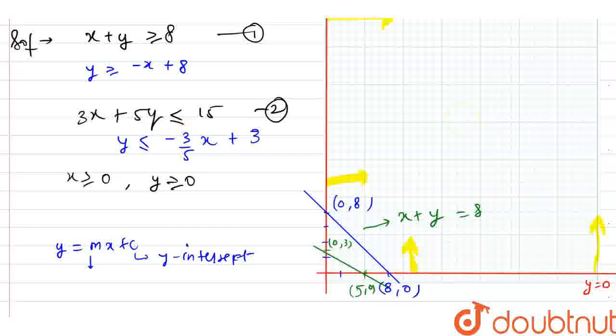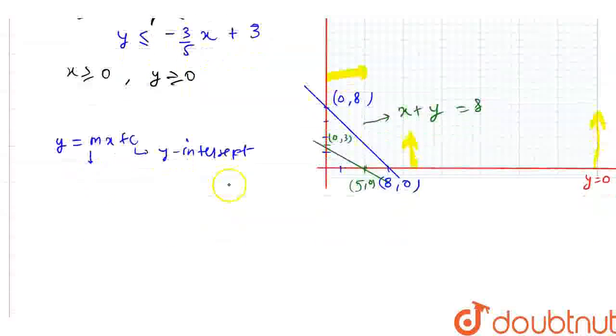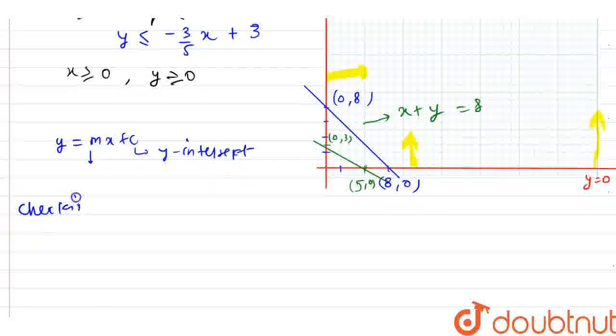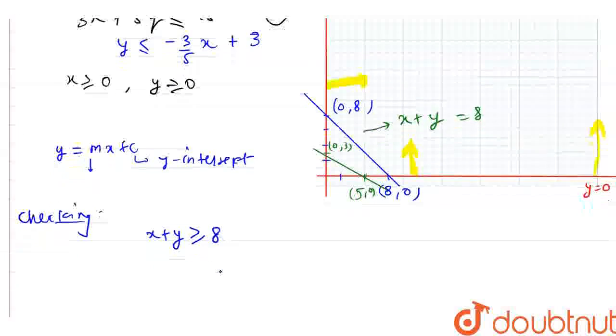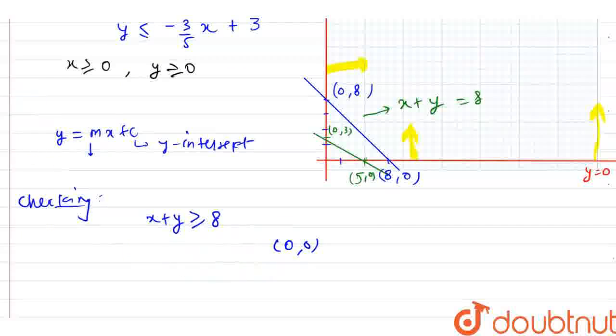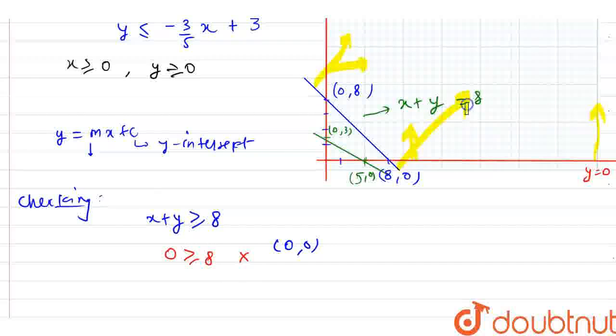Now I'm going to take the common region. So I'm writing here checking for common region. For the first equation, x plus y greater than or equal to 8, I'm going to put 0 comma 0 in place of x and y. I will get 0 greater than or equal to 8, which is not true. Because it is false, the shaded region will be away from the origin, like that.